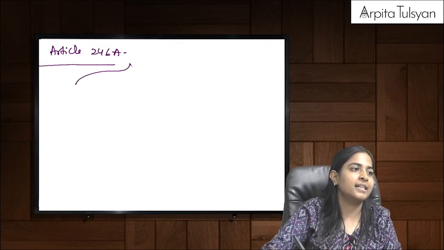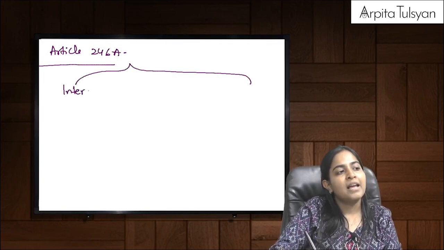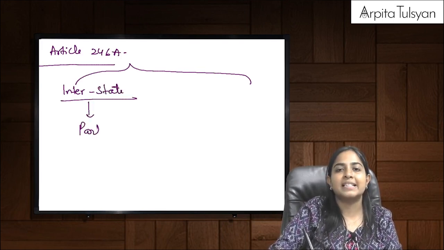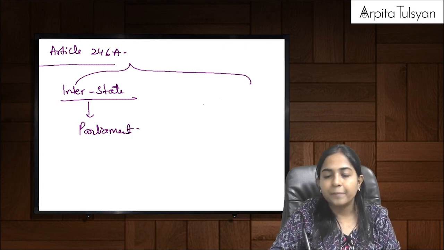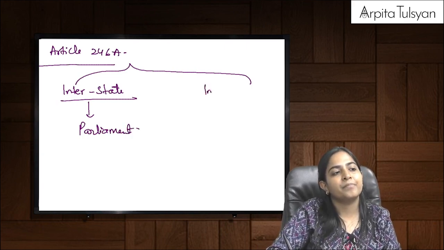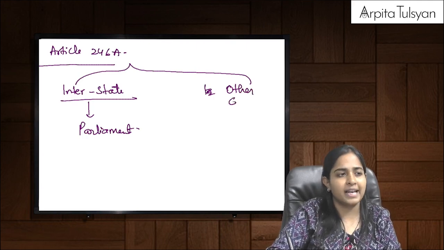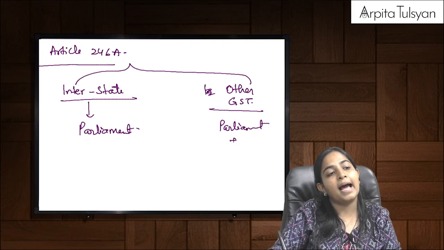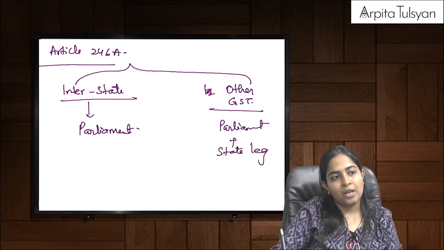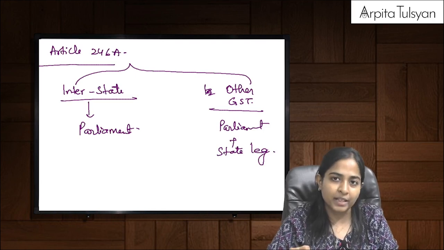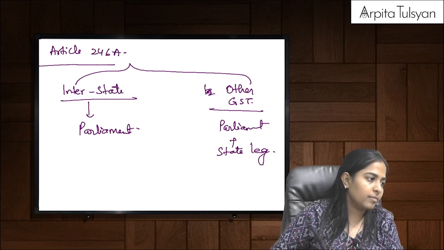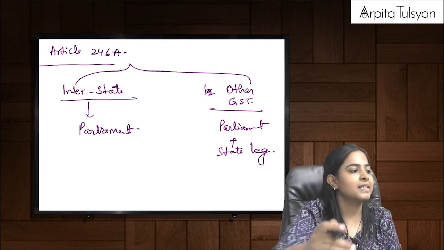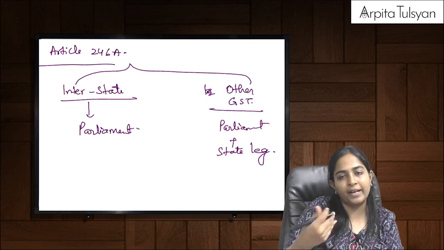So I can just write it in this way. Article number 246A: whenever it is interstate, then exclusive power is available with the parliament, right? But for all the other GST matters, I can write it as other GST matters, both parliament as well as the state legislature have the rights to make the laws. Yes, then I'm proceeding ahead, everyone. Since these are very basic things, I'm going at a speed.